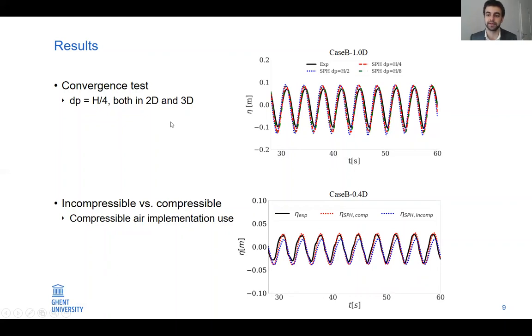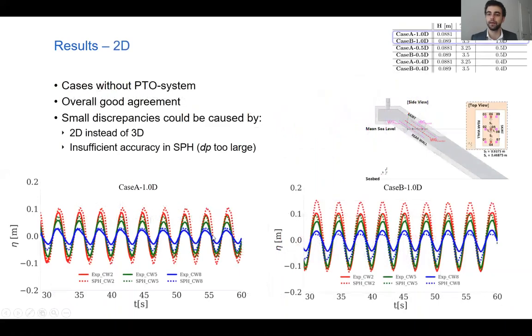Thereafter, the results of a case with incompressible air are compared to the results obtained with the assumption of compressible air. It's found that the compressible air gave more accurate results without increasing computational time, so this formulation was used for all cases with a power takeoff system. Now, an overview of the obtained results will be displayed, starting off with the 2D results.